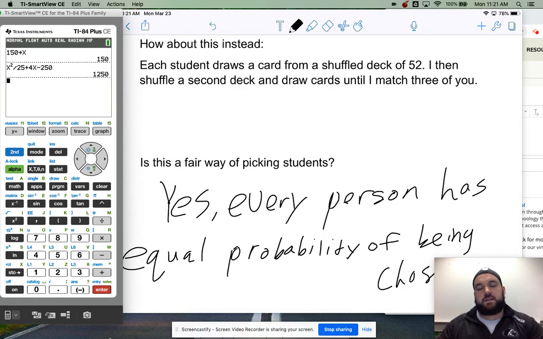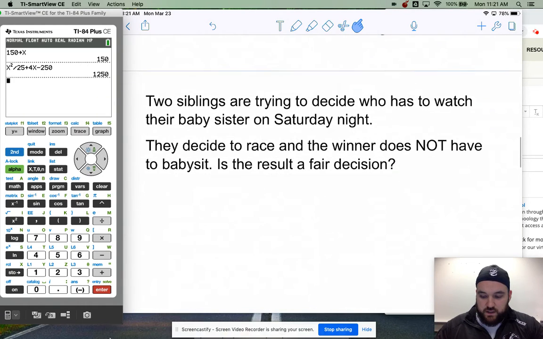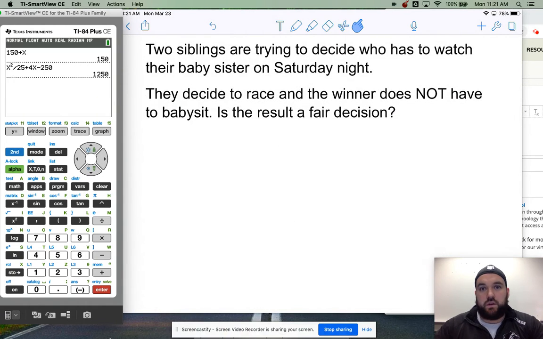So that's kind of an example of a fair example versus a non-fair example. What we're going to do is see how we can do this using numbers and mathematics. One last example quick. 2 siblings are trying to decide who has to watch their baby sister on Saturday night. They decide to race, and the winner does not have to babysit. Is the result a fair decision?